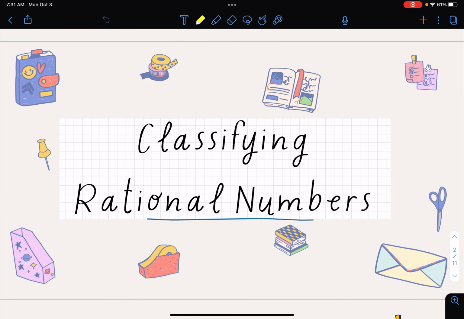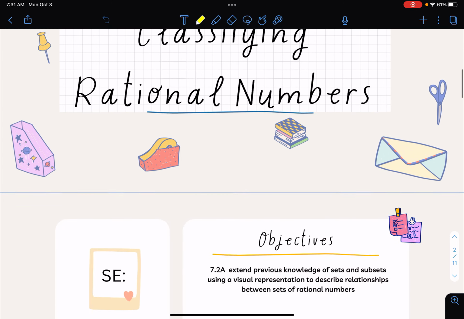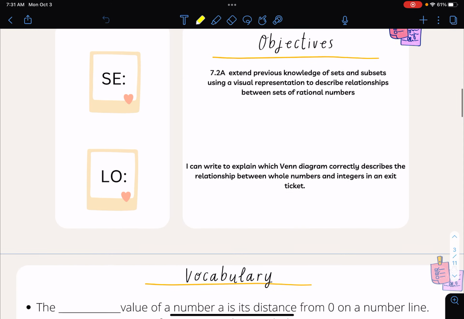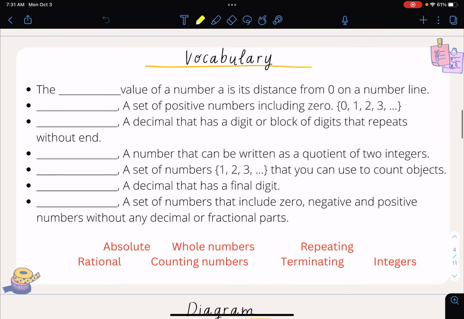All right, so today we're going to be working on classifying rational numbers. Our objective for today is 7.28, extend previous knowledge of sets and subsets using a visual representation to describe relationship between two sets of rational numbers. Okay, so first thing we have is our vocabulary. You have this on your notes, so make sure you are filling them in as I go.